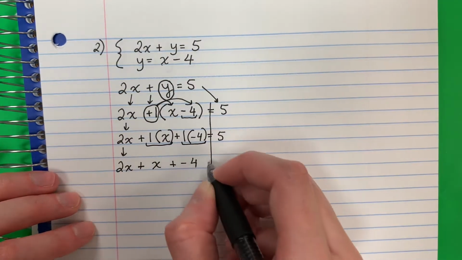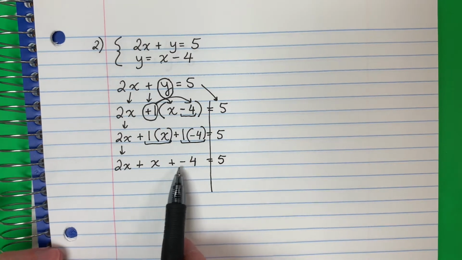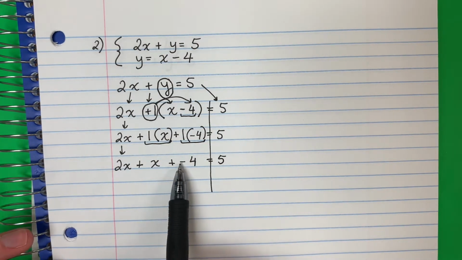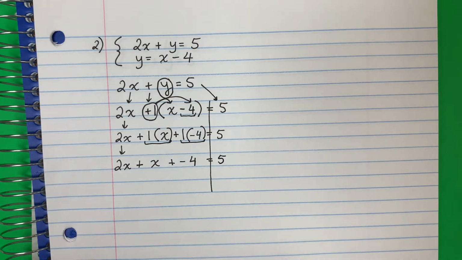Negativo 4 equals 5. What's plus minus? Más y menos? Plus or minus? ¿Es más o menos? It's minus. So plus minus is minus. So I'm going to erase. Voy a borrar the plus.